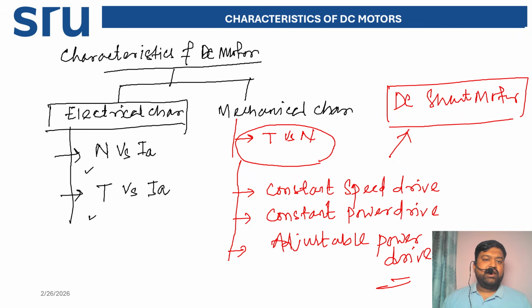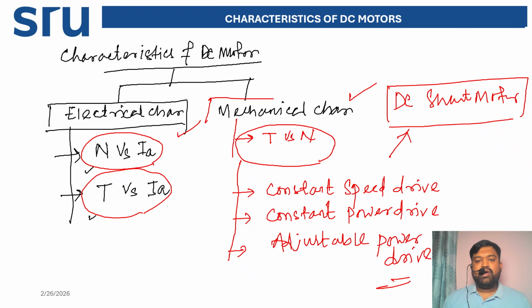For the characteristics of DC motor, there are two important factors we have to observe: one electrical, another mechanical. Electrical is speed versus IA and torque versus IA current. And the mechanical characteristics are obtained between the torque versus speed.